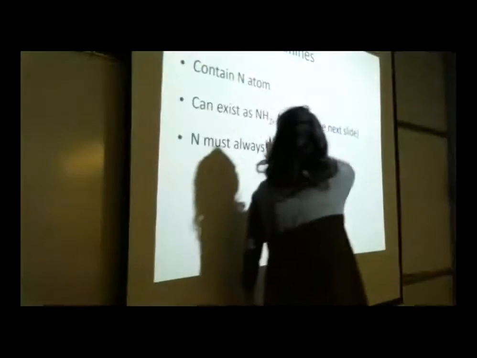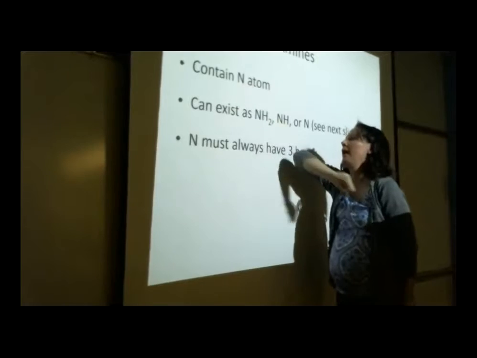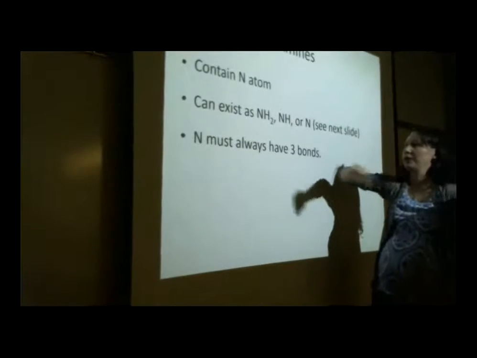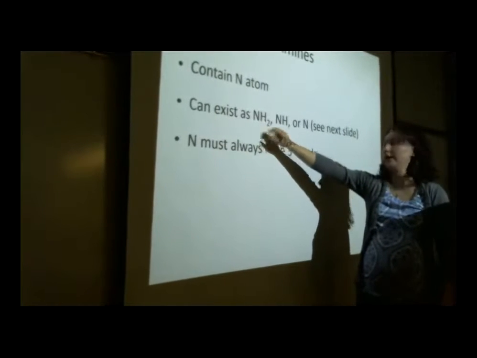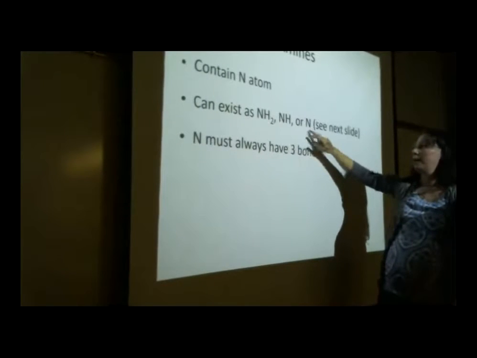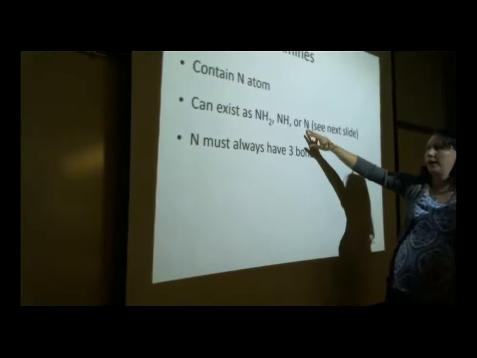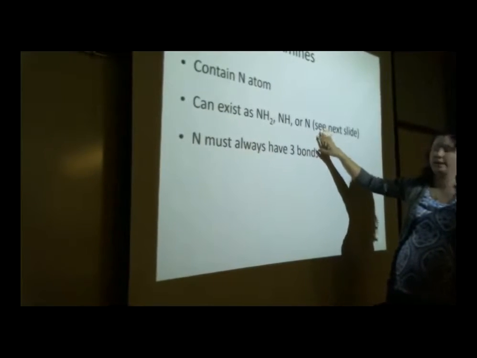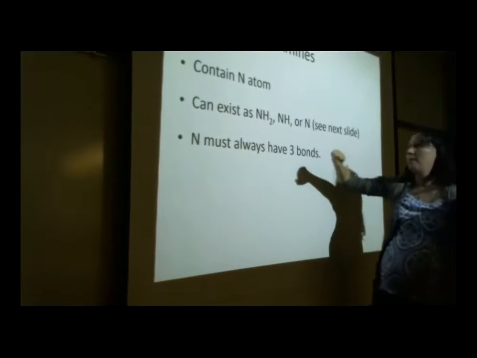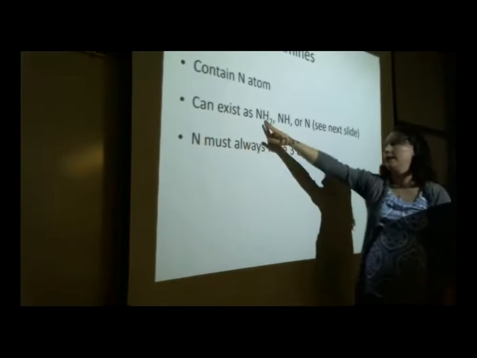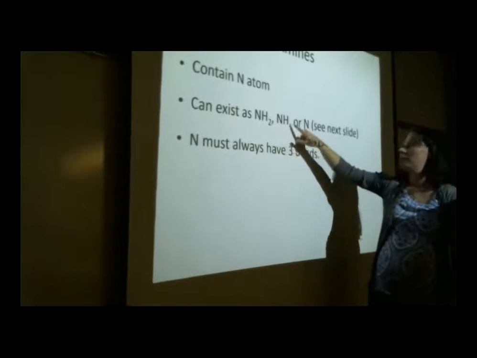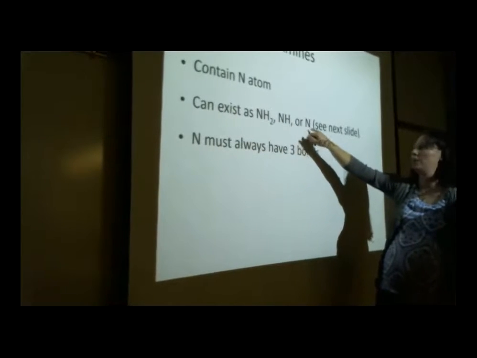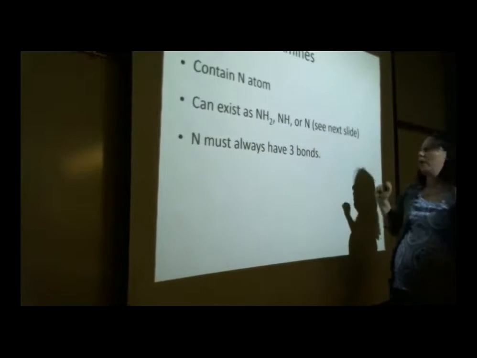Amines are molecules that contain a nitrogen, okay? And that nitrogen can exist as an NH2, it can exist as an NH, or it can exist as an N. And I'll show you what I mean by that in examples in the next slides, okay? But at minimum, it's going to be an NH2. Then depending on what it's bonded to, it could also be an NH or just an N. I'll show you examples on the next slide.